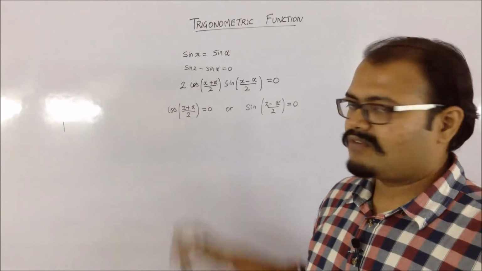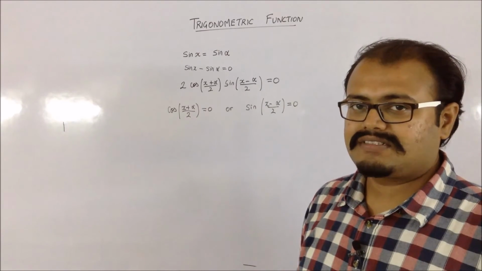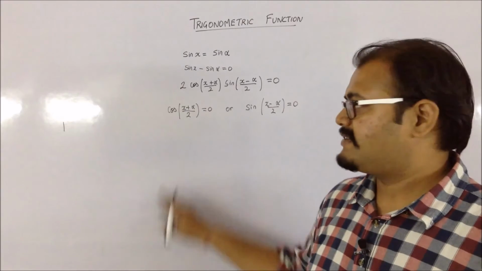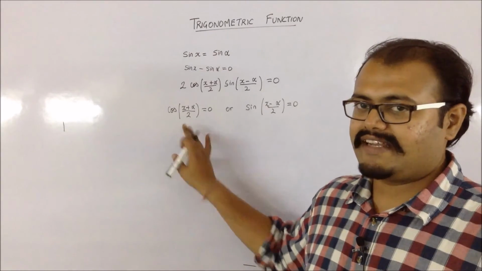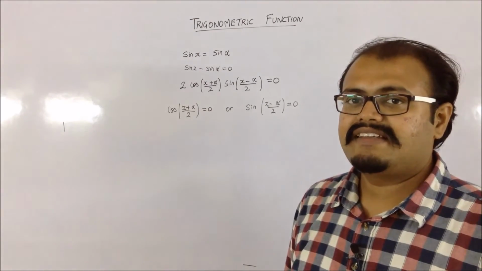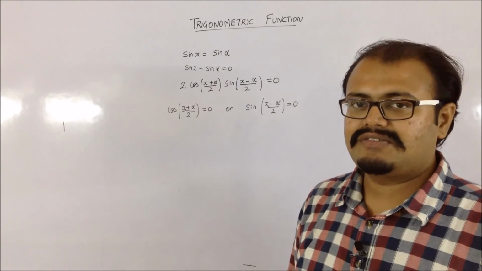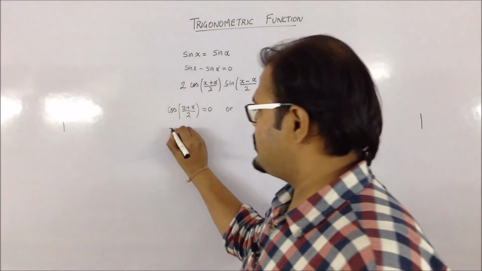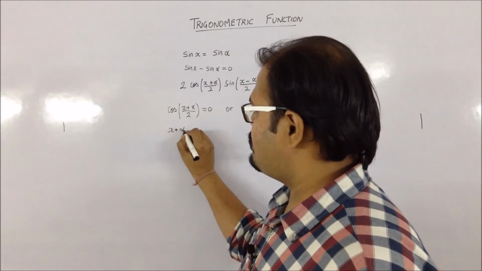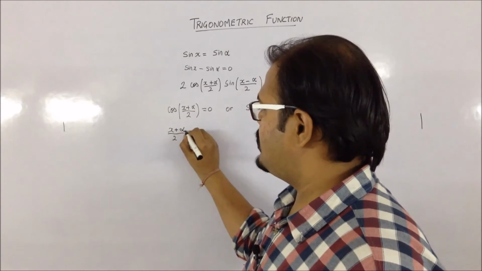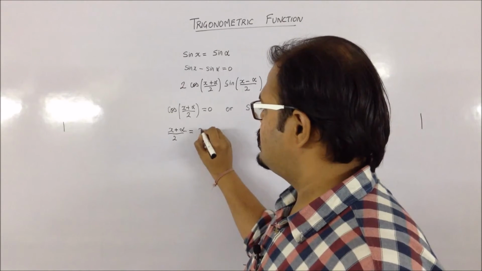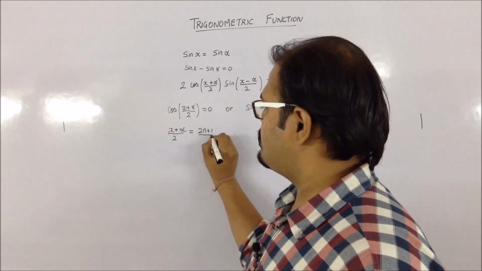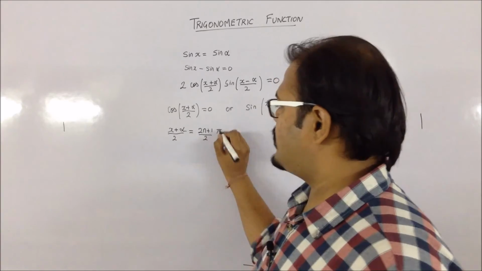So let us find the values for which my cos is 0. If you can recollect, my cos gets 0 for any particular theta wherein theta will have the values of (2n plus 1) by 2 into pi. So basically it means that (x plus alpha) by 2 will have the values (2n plus 1) by 2 into pi.